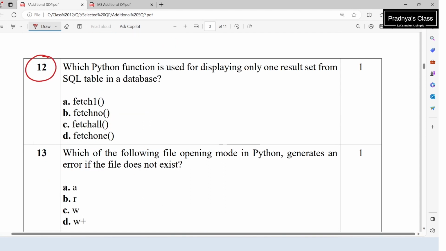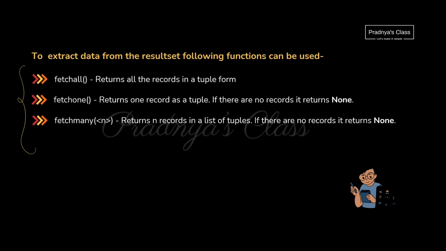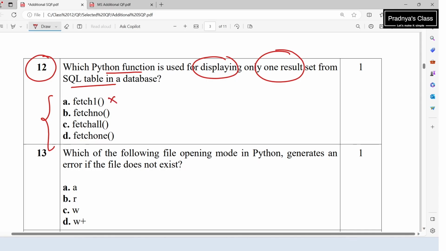Time to check out 12th question. Which Python function is used for displaying only one result set from the SQL table? This is related to connectivity. We have three types of fetch function. Fetch many, fetch one and fetch all. Fetch all will return all the records. Fetch one will return a single record, and in fetch many we can mention the number of records. So based on the options, we have correct option as D, fetch one.